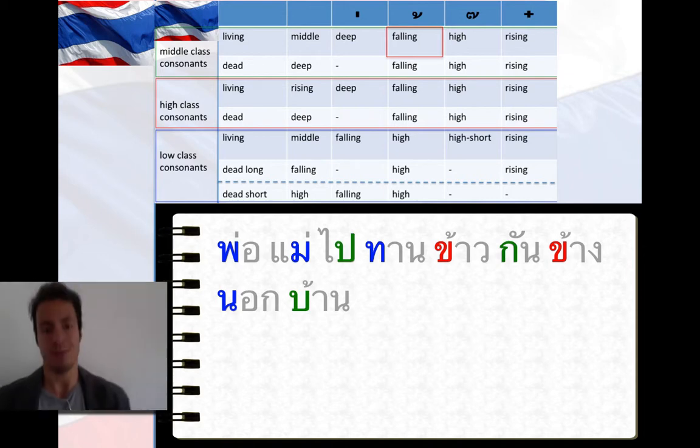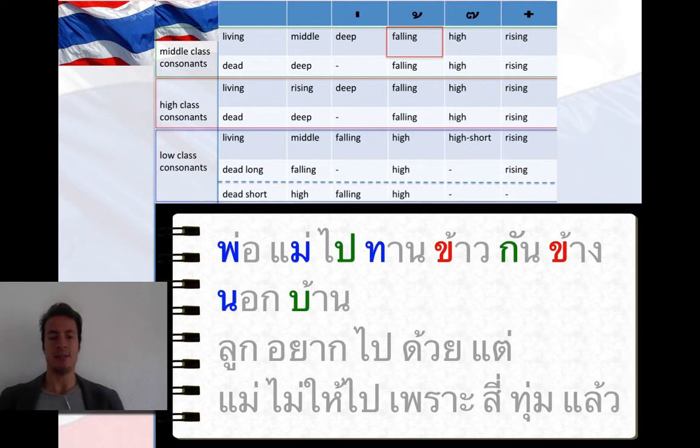I will read the sentence again and exaggerate the intonation a bit. พ่อ แม่ ไป ทาน ข้าว กัน ข้าง นอก บ้าน. And one last time: พ่อแม่ไปทานข้าวกันข้างนอกบ้าน.